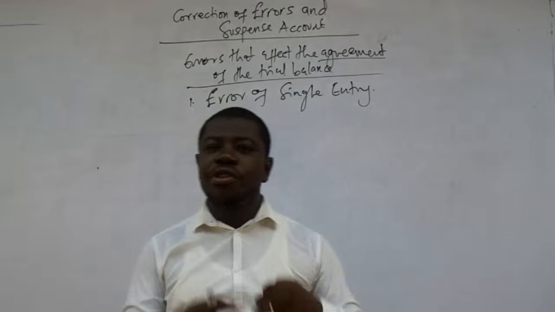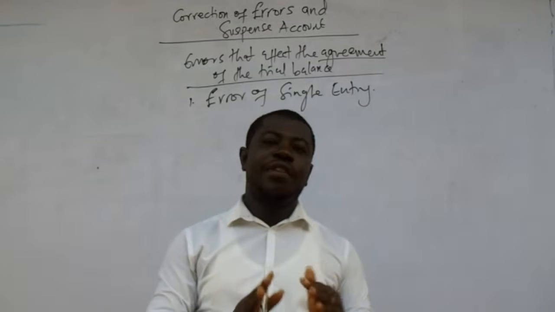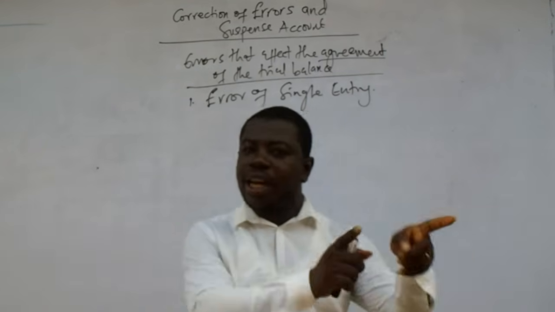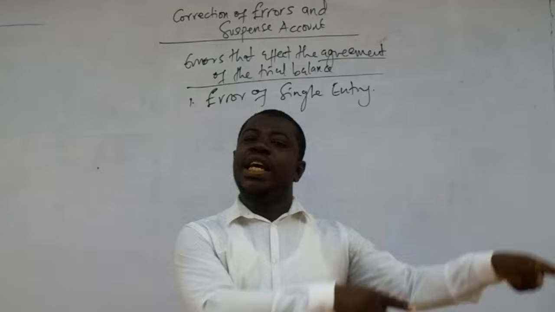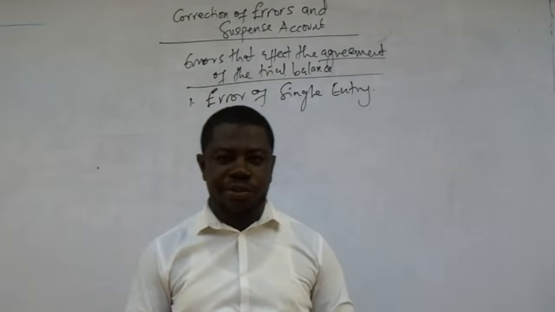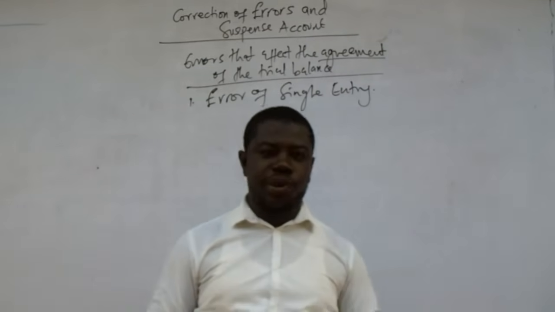Now, error of single entry means that you only kept one aspect. So we have the dual aspect concept where we have to keep two aspects, but here you kept one aspect. Maybe you did a debit recording, but you forgot to do the corresponding credit recording, or you did the credit recording but you didn't do the corresponding debit.